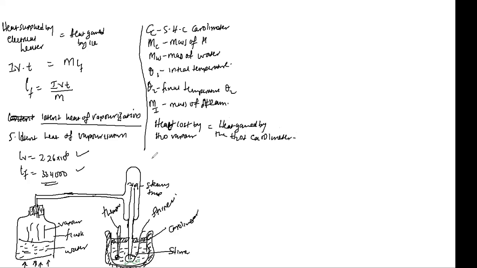So heat lost by water vapor will be: the vapor first of all loses heat by latent heat of vaporization, which is mL_v, plus m_v, the mass of the water vapor. The vapor after liquefying will be a liquid at 100 degrees. When it's a liquid at 100, the temperature is going to drop to a new temperature, theta 2. So it becomes water, with the specific heat capacity of water. The temperature change will be 100 minus theta 2.